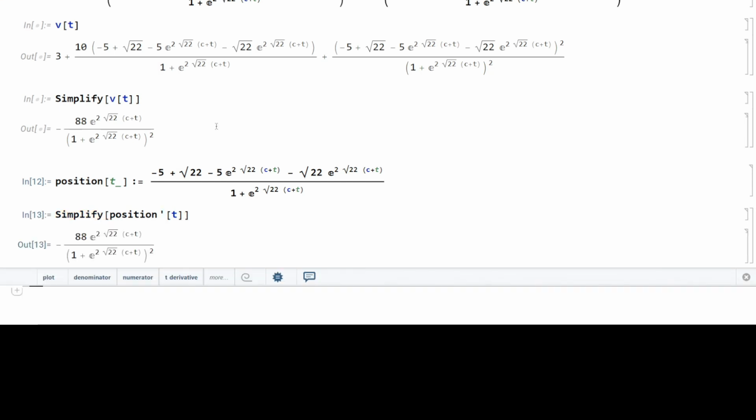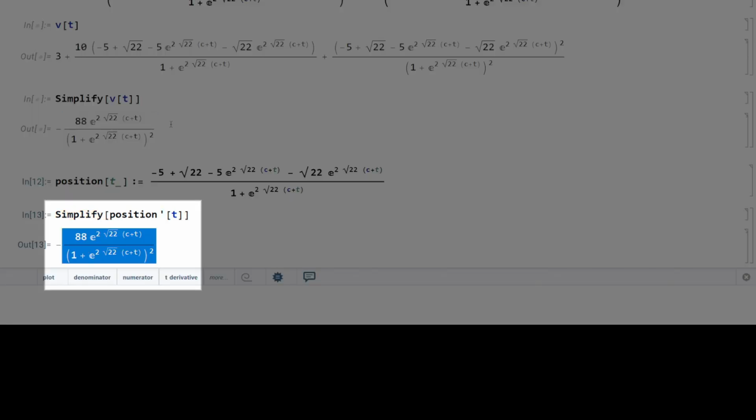Now say we wanted to check to see if this was right. One thing we can do is take the derivative of the original position. If that derivative matches the velocity, we did it right.